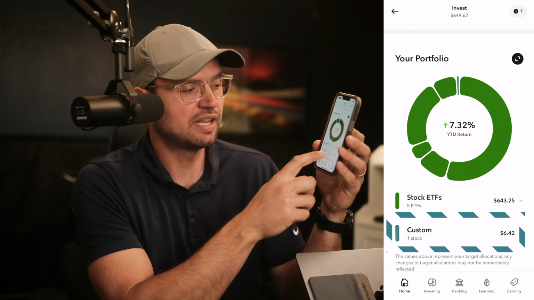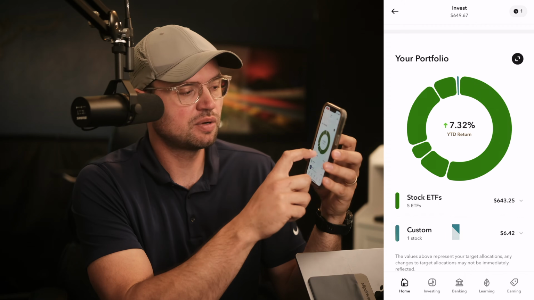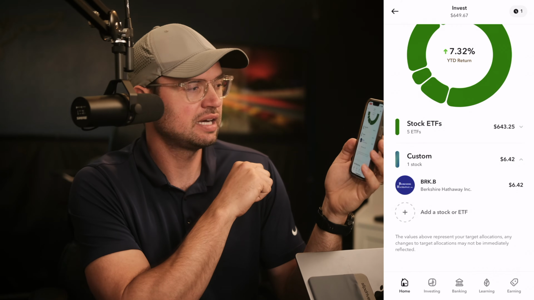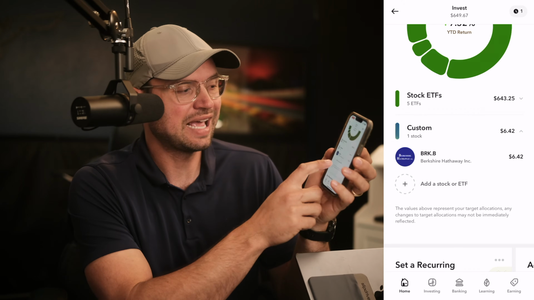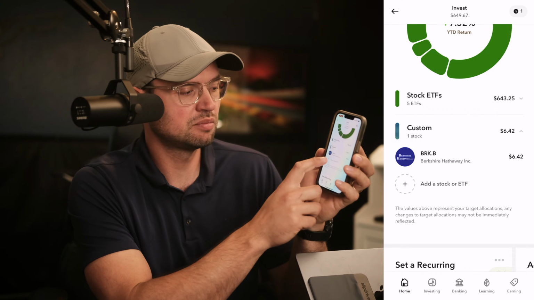So if we want to make a change to that, we just tap on that and it'll show us, oh look, that's what I'm investing in. I have $6 in Berkshire Hathaway. Do I want to change that? Well, I can add a stock or ETF by clicking on this little plus symbol. So let's do that now.